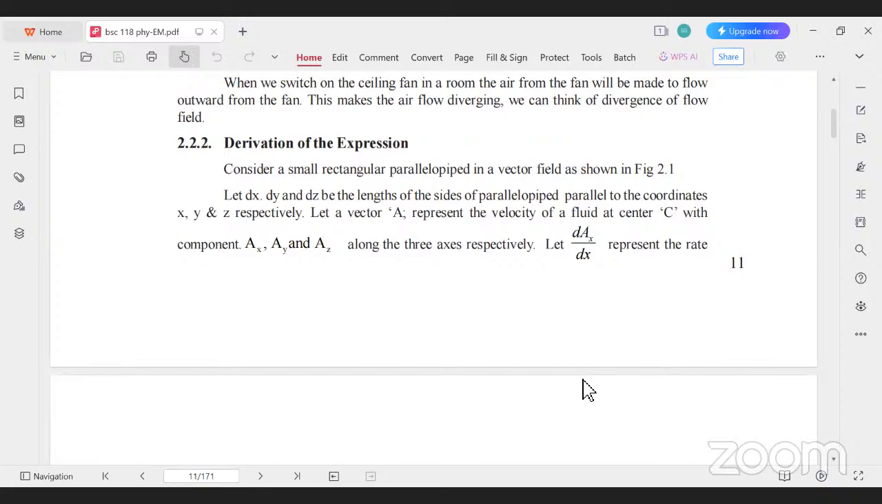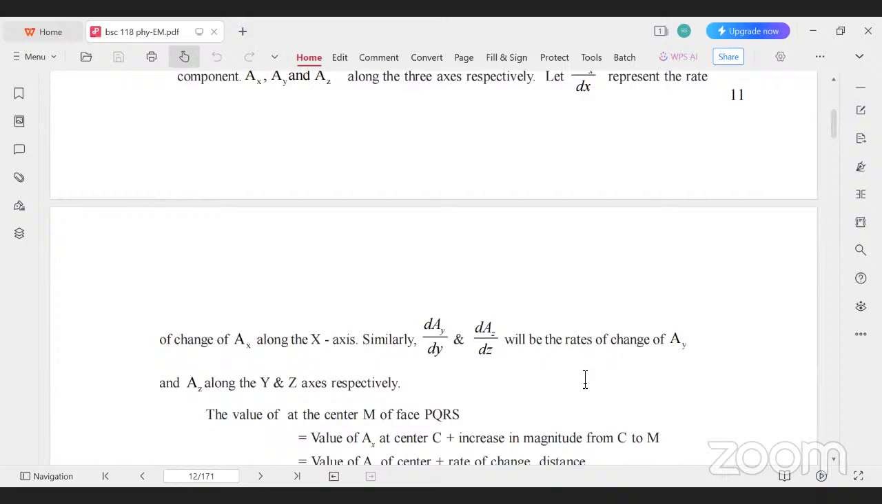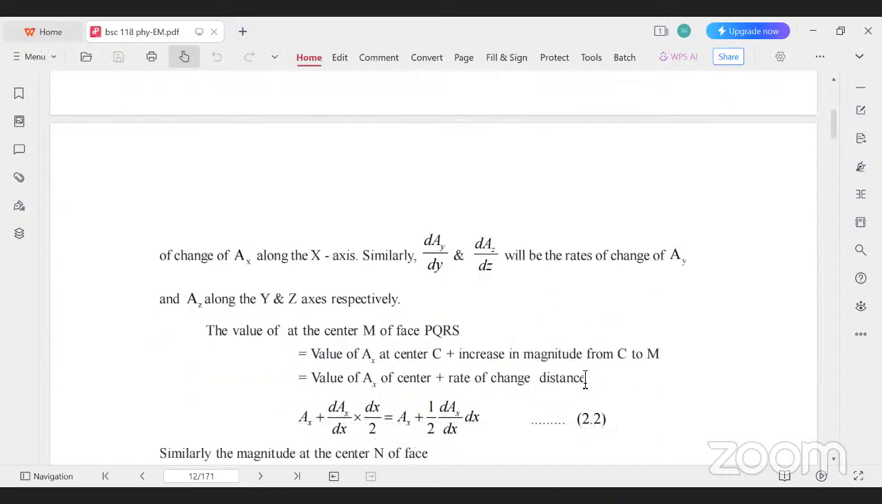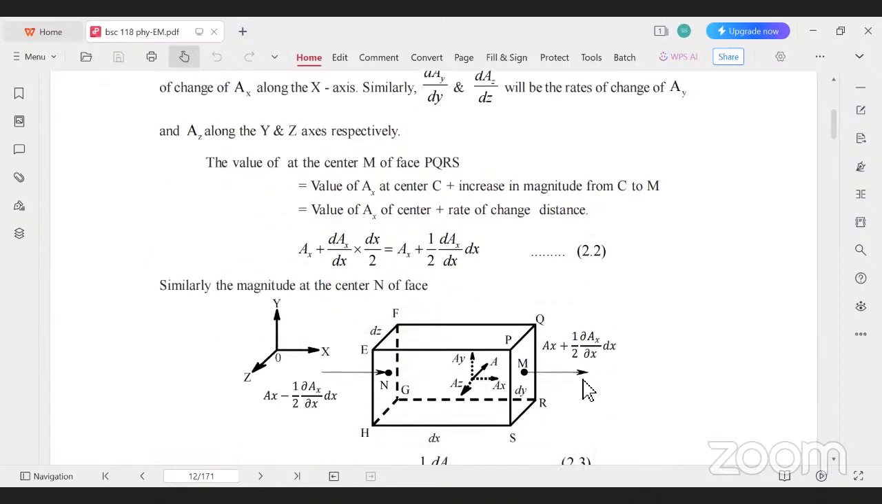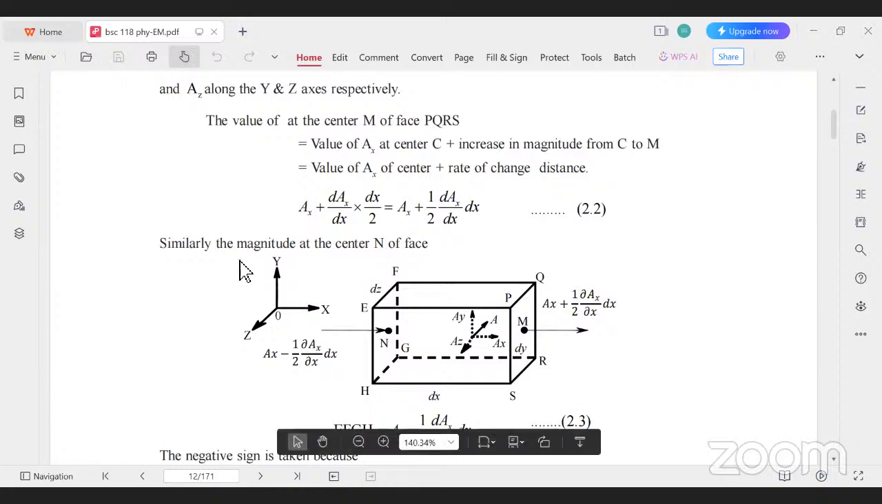Let ∂Ax/∂x represent the rate of change of Ax, and ∂Ay/∂y likewise. So it's simple: if we are able to find it for x, we can find it for y and z. So let us see this diagram. Similarly, the magnitude at the center of the face.